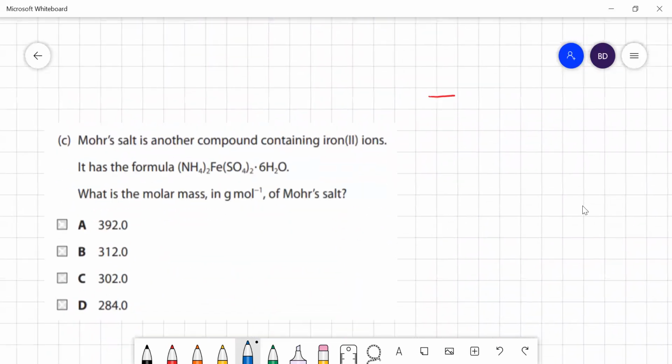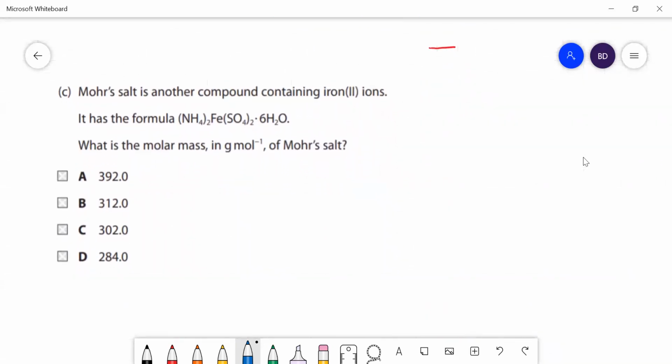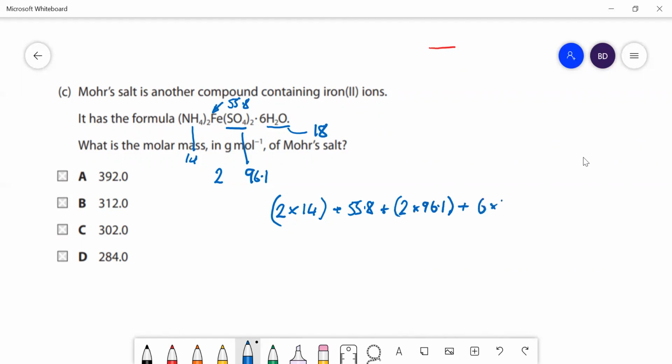So Mohr's salt is another compound containing iron 2 ions. It has the formula given there. So what is the molecular mass of that? Well, the NH4 is 14, so that's 2 times 14. Iron is 55.8. The sulfate ion weighs 96.1. And waters, I'll probably remember, are 18. So you're going to have 2 times 14 plus 55.8 plus 2 times 96 plus 6 times 18. That gives us 392. So the answer is A.